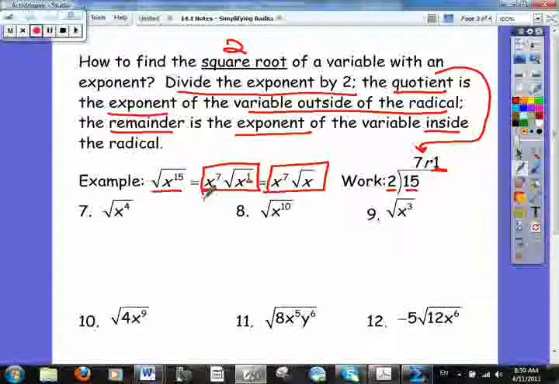So, take the exponent, divide it by 2. The quotient goes with the variable outside of the radical. The remainder goes with the variable inside the radical.